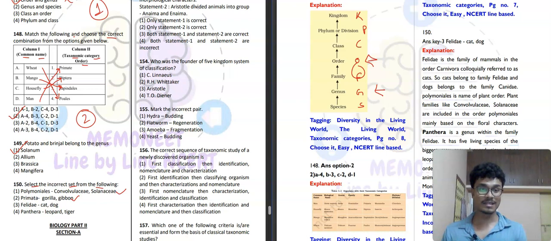No, Felidae is the family of mammals in an order, and cats belong to the Felidae family and dogs belong to the family Canidae. This is not correct. Panthera leopard and tiger: Panthera pardus and Panthera tigris are the respective names for leopard and tiger. So here the third option will be our correct answer for this question.